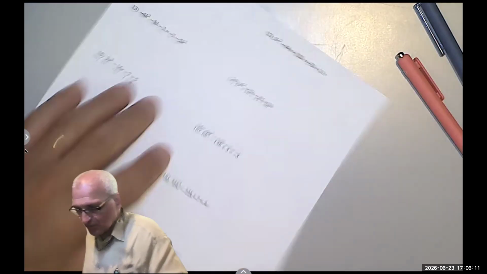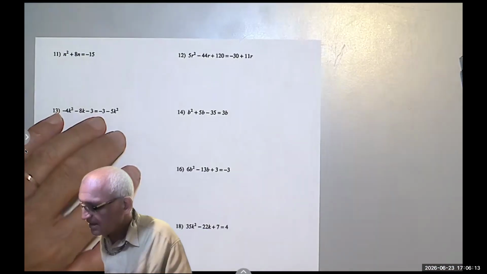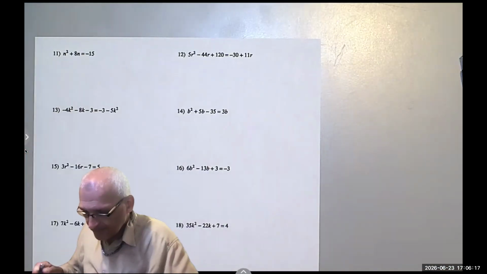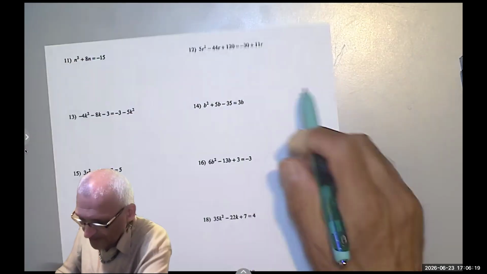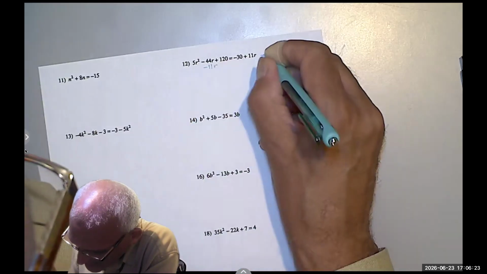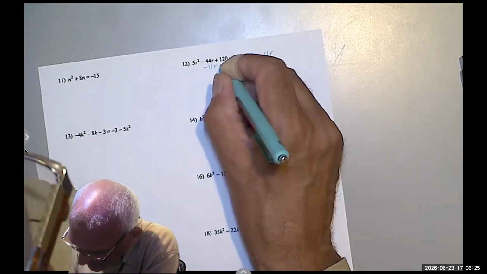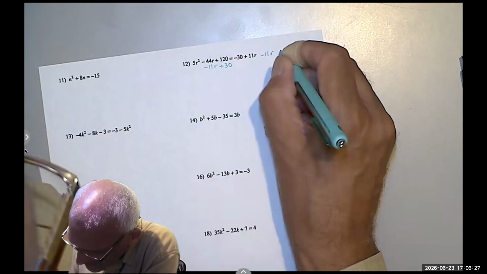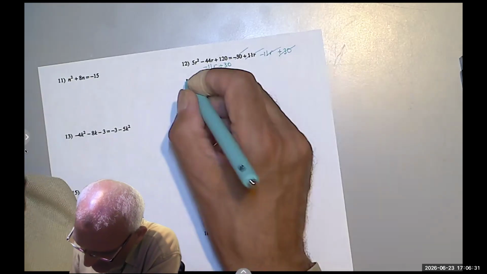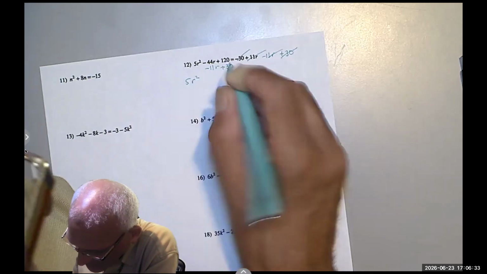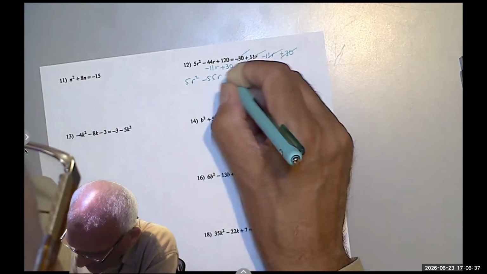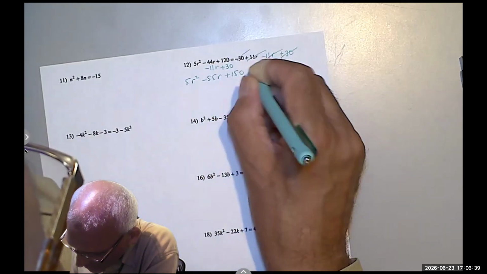Now, we move to number 12. And in number 12, oh my God, I have too many things. First of all, I have to subtract 11r from both sides. And then I have to add 30 to both sides. So this and this cancel, this and this cancel. I get 5r squared minus 55r plus 150 equals 0.